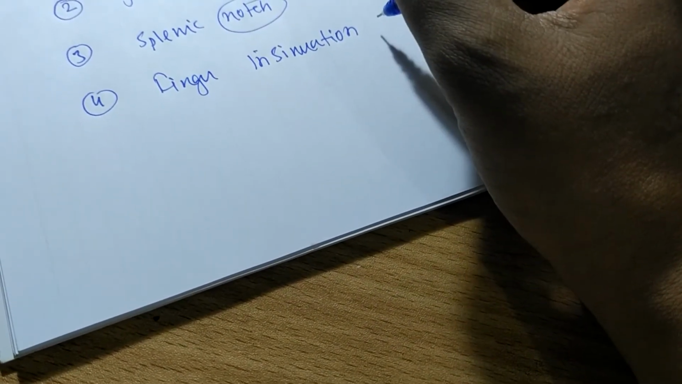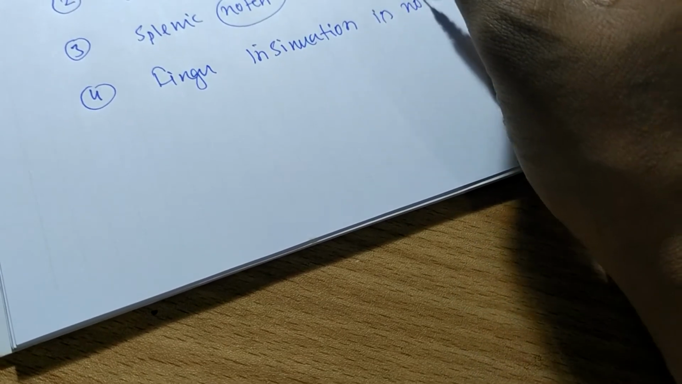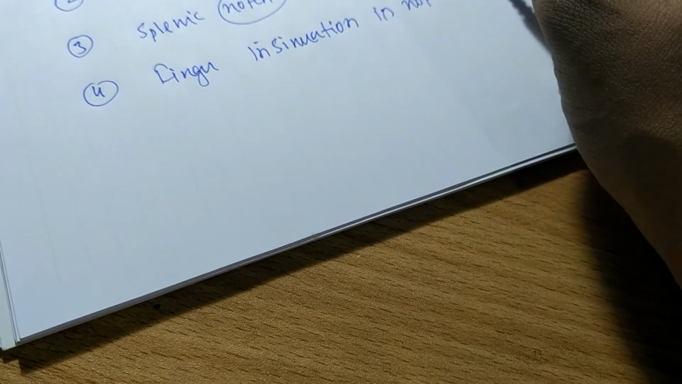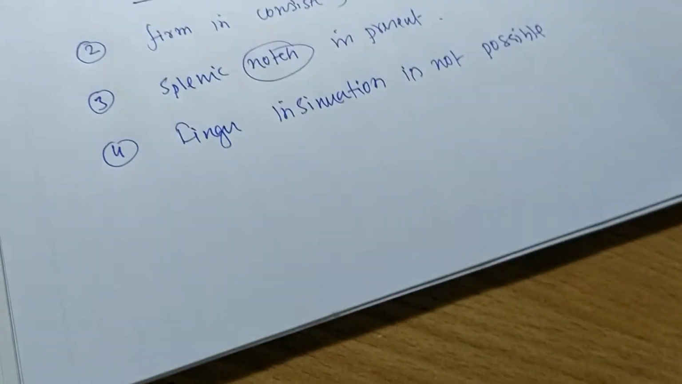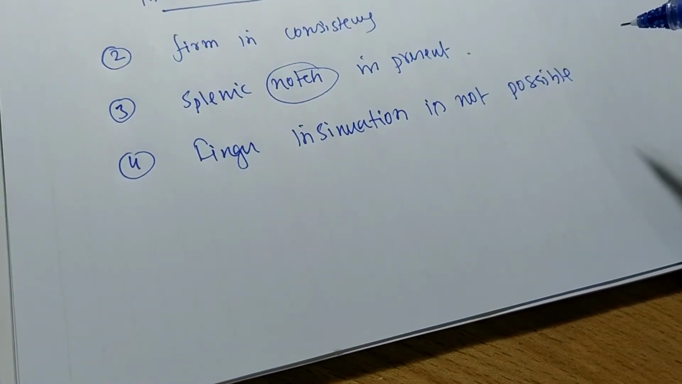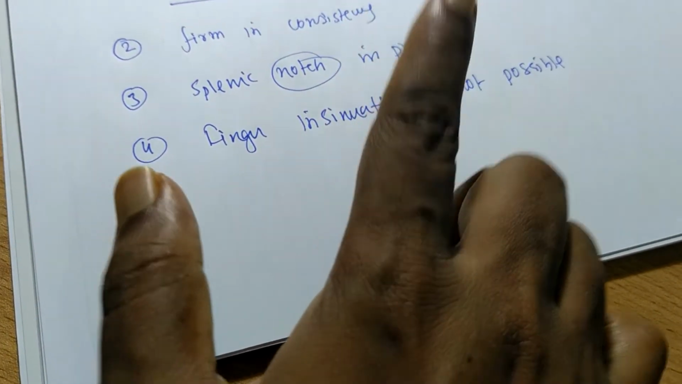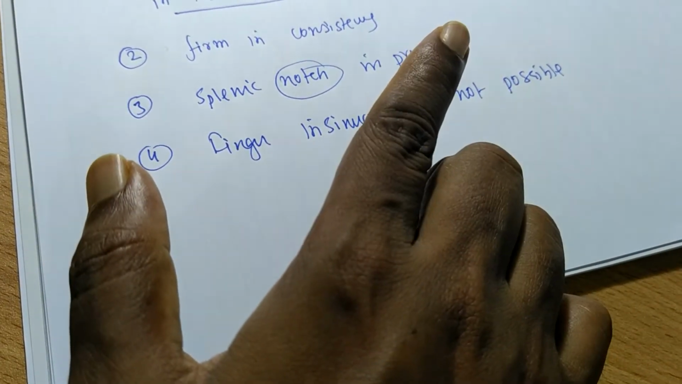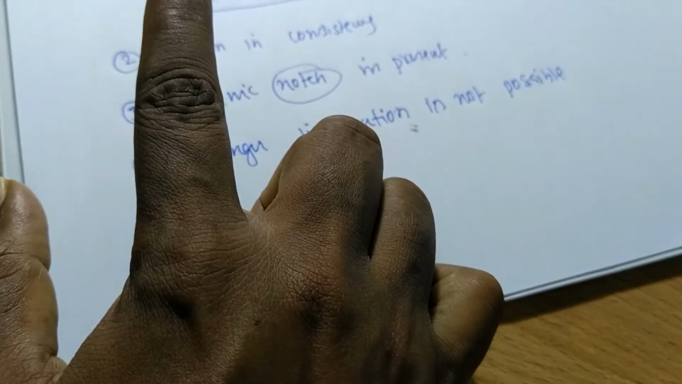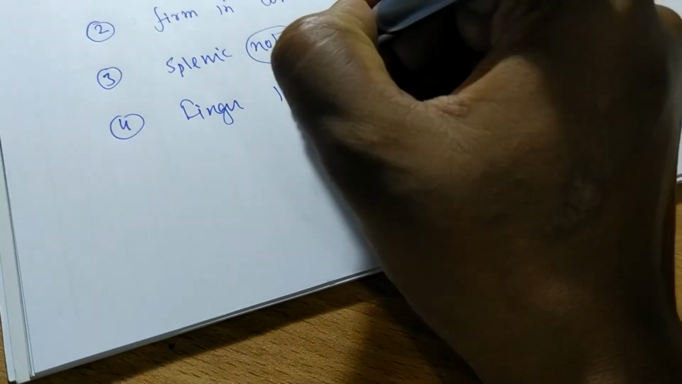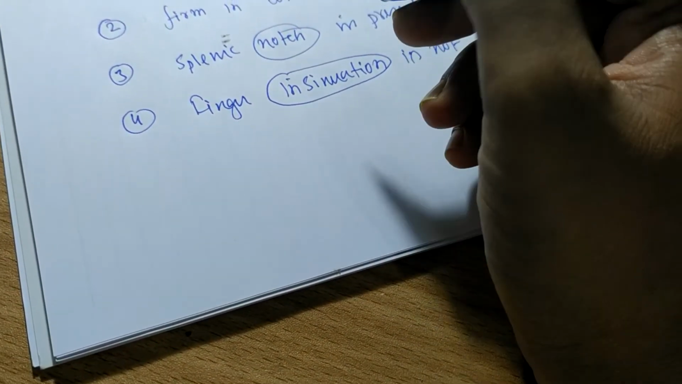Number 4 point, finger insinuation test. Finger insinuation is not possible. That is, getting above the swelling is not possible between the spleen and left costal margin. That means insinuation of the finger between the spleen and the left costal margin is not possible. Okay, the very important point here is finger insinuation.